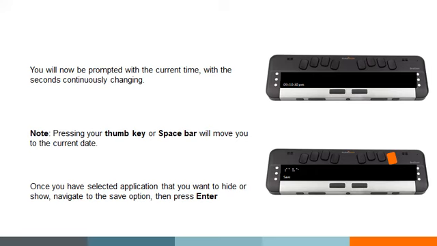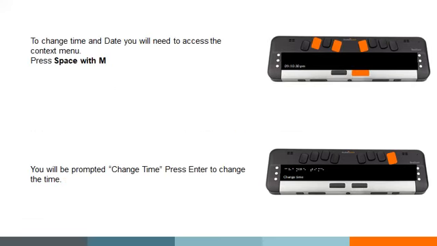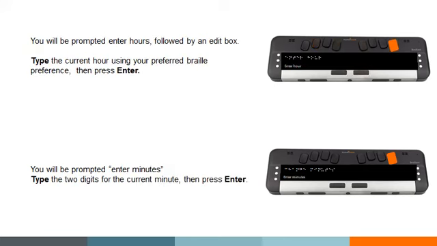If you want to change this date and time, we're going to need to do that via the context menu. So we will press M as in menu, M with space, and you will be placed in the context menu, and your first option will say change time. So if we want to change the time, we can press enter on this option, and we will be placed in a field that says enter hours. And you will have an edit box. Your focus will be placed in the edit box, and your current hour will be selected.